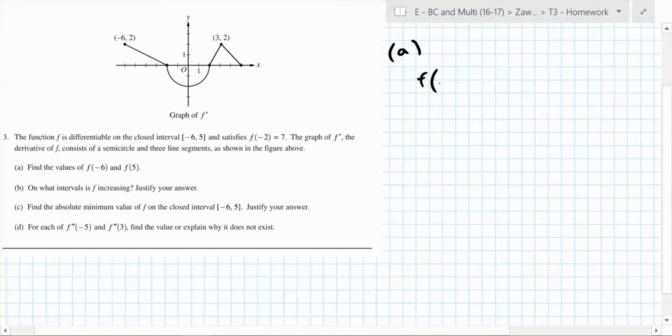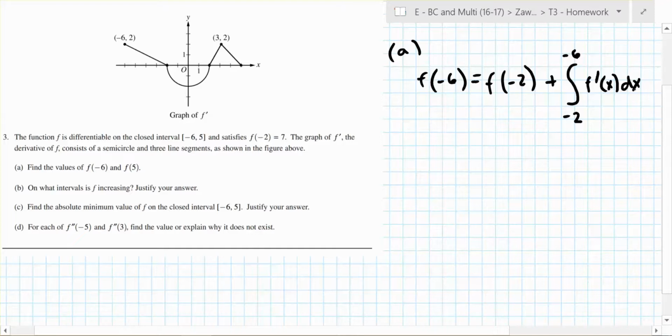So to find f values, we know we're going to want to take the integral of f prime of x. To go from the derivative back to the original function, we're going to want to use the integral. So if we're trying to get f of -6, the only point we know of on f is f of -2. So we're going to have to use that point. So we're going to say f of -6 is equal to f of -2 plus the integral from -2 to -6 of f prime x dx. Since we are starting at the point of -2, we want to take the integral from -2 to -6 of f prime of x.